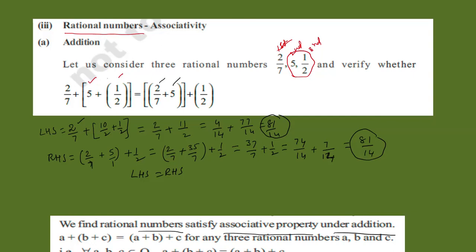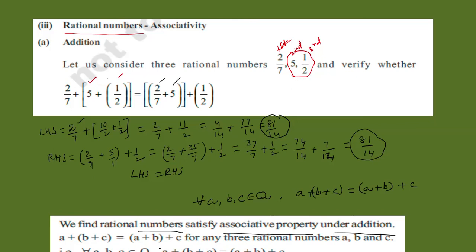It will be represented simply: rational numbers are represented by the letter Q. For all a, b, c belonging to Q, (a plus b) plus c is equal to a plus (b plus c). That means the rational numbers are associative under addition.